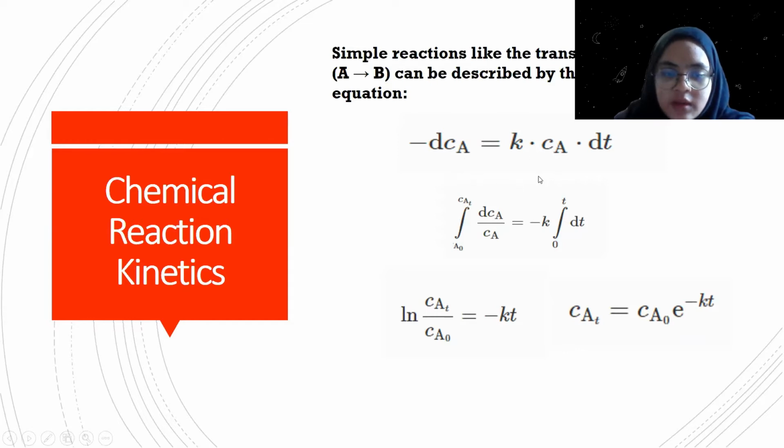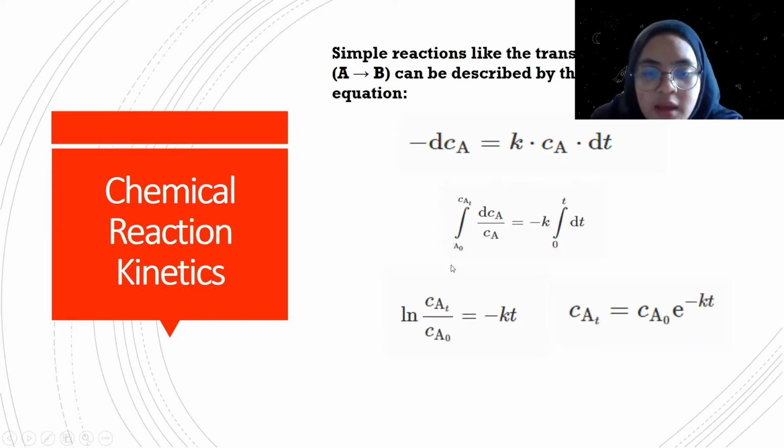From this equation, we can solve it by using integration with boundary conditions such that CA varies between CA(t) and CA0, and the time runs between t and 0. By following a separation of variables, the integration will result in this equation, and we will simplify it to become this equation.